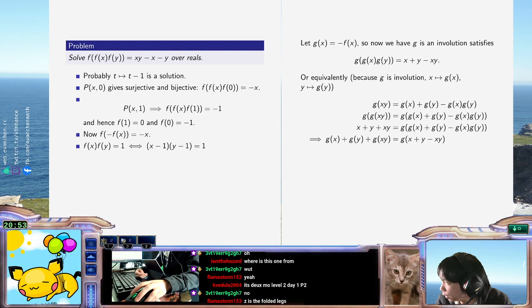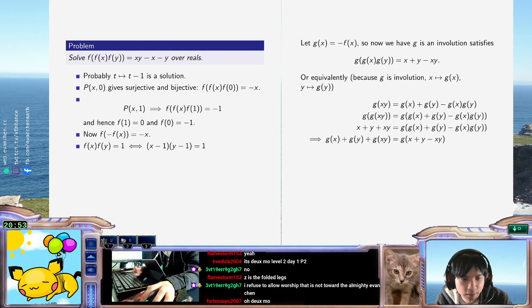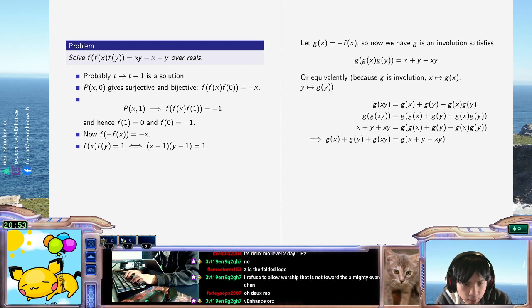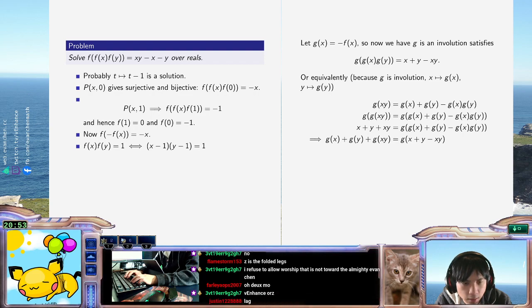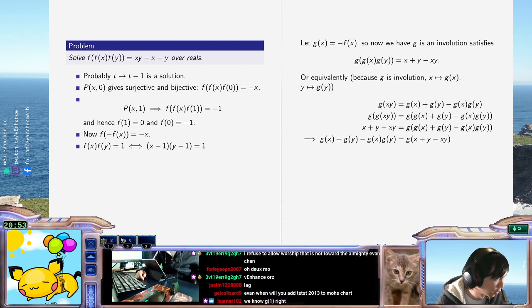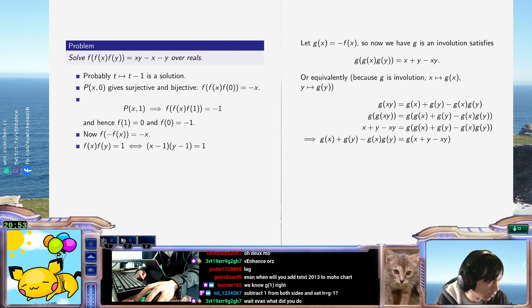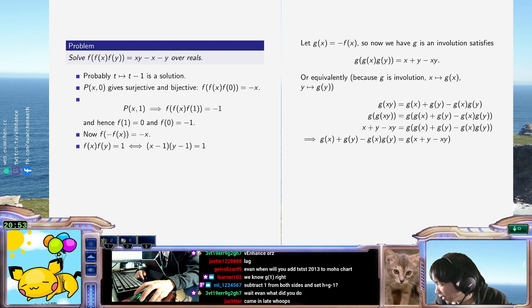And so... Well, which thing do I want to get rid of? I want to get rid of G of x. Wait, what the heck? What did I do? That's not what's supposed to happen. This is minus. Wait, something's weird. What did I do? That's not correct.